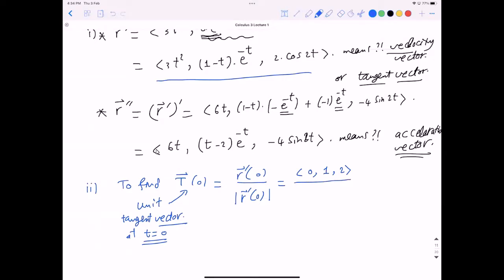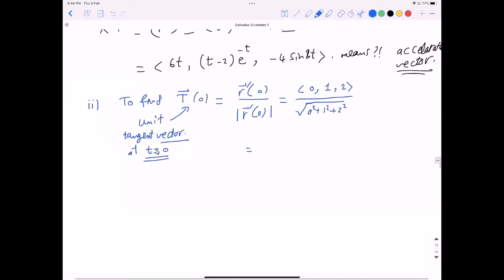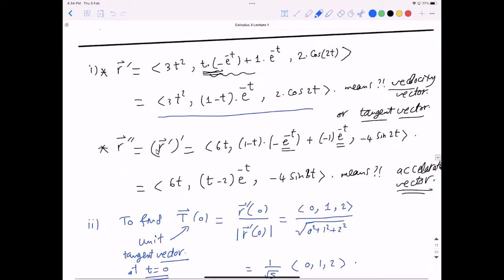How to make it magnitude 1? Divide by the norm or magnitude of the vector. How to do that? The square root of the sum of squares of the 3 components. So this formula works in 2D or 3D or even more dimensions. So 0 squared plus 1 squared plus 2 squared. This is the required answer. So it's 4 plus 1, root 5, times the vector 0, 1, 2. This is the required vector.